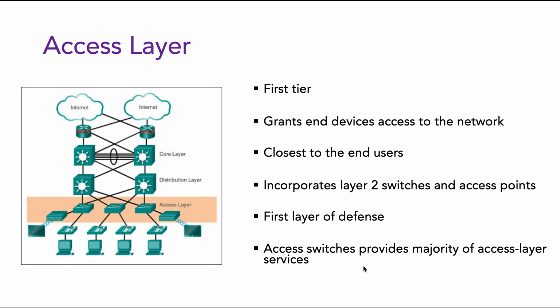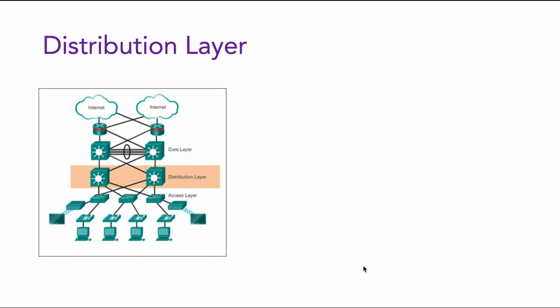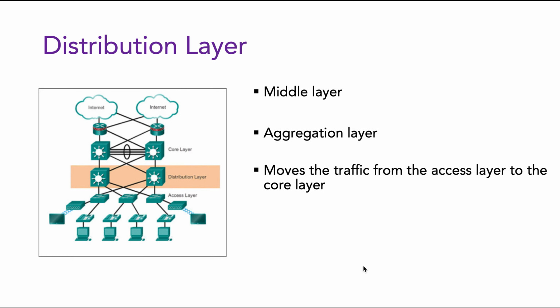Let's move on to the next layer, the distribution layer. The distribution layer can be called the middle layer in the three-tier architecture. It serves multiple purposes and is also referred to as the aggregation layer. It is an aggregation point for all of the access switches. It moves traffic from the access layer to the core layer and vice versa. It aggregates the data received from the access layer switches before it is transmitted to the core layer for routing to its final destination, such as the internet.